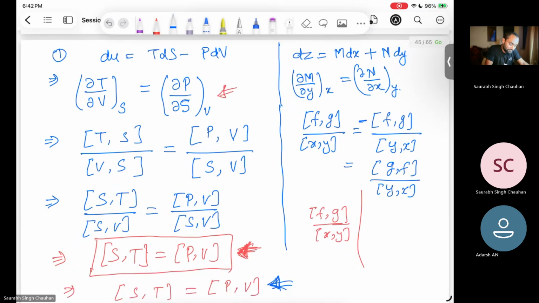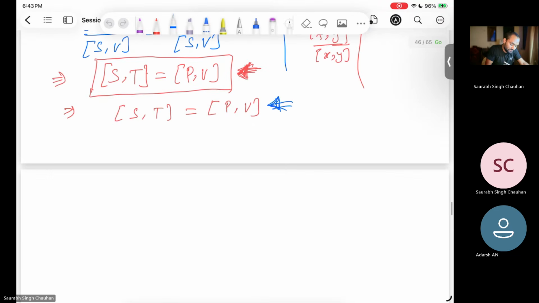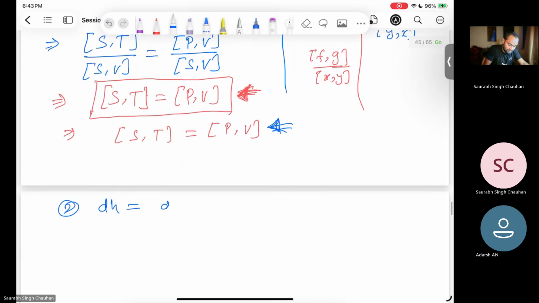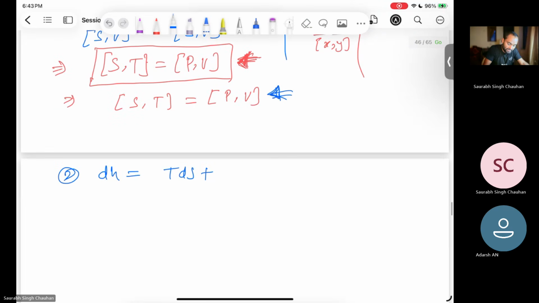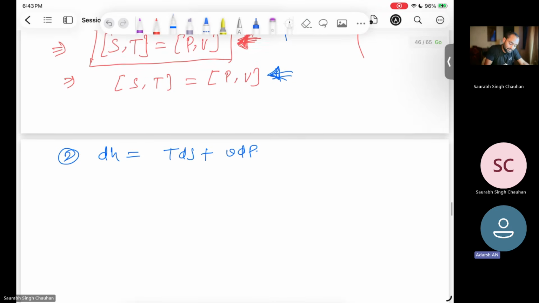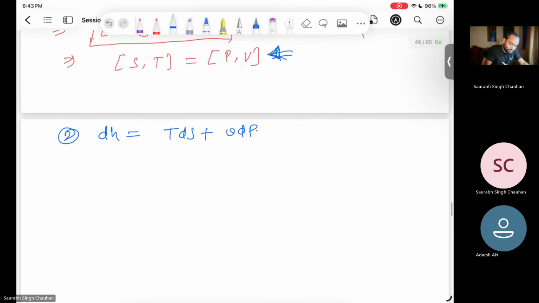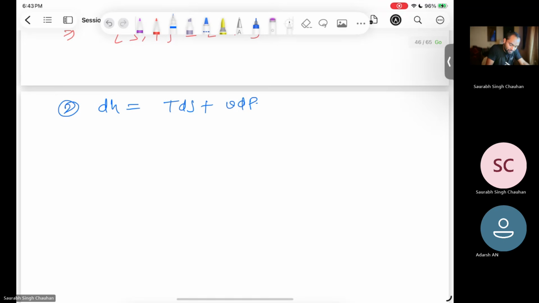This particular Maxwell equation we have already written. We started with dU equals TdS minus PdV. Now let us write another Maxwell equation that starts with dH equals TdS plus VdP. Is it correct? Yes, it is correct. If we write the exactness condition, what will we get?